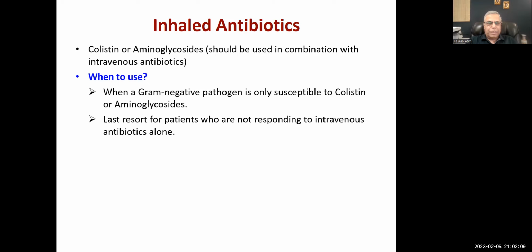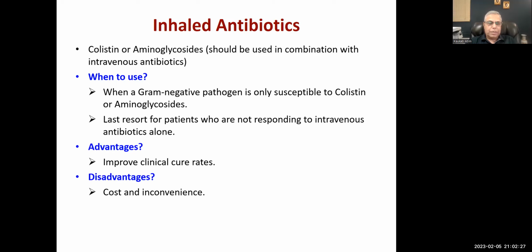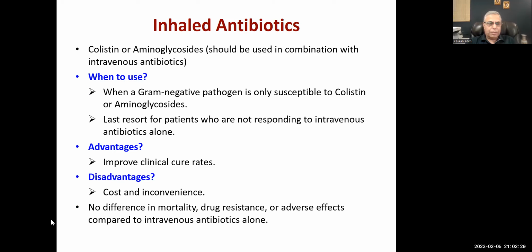We start with empiric therapy. We get the results of culture and sensitivity. If the bacteria grows, we review the patient after 48 to 72 hours. We see the response, and then we might have to change the antibiotics. Advantages, it improves clinical cure. Disadvantages, cost and inconvenience. There's no difference in mortality, drug resistance, or adverse effects compared to intravenous antibiotics alone, right?